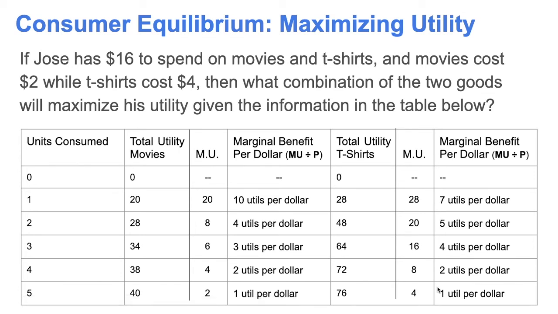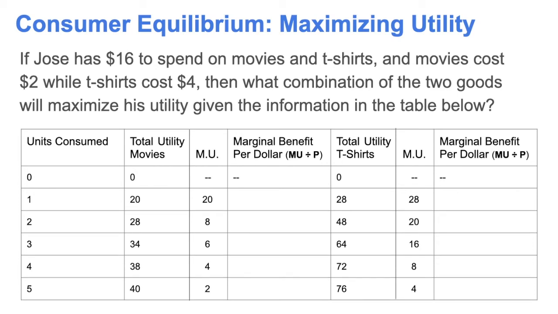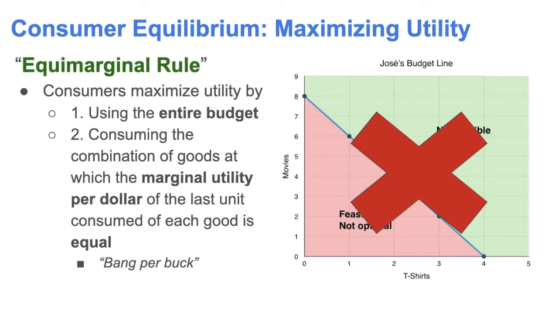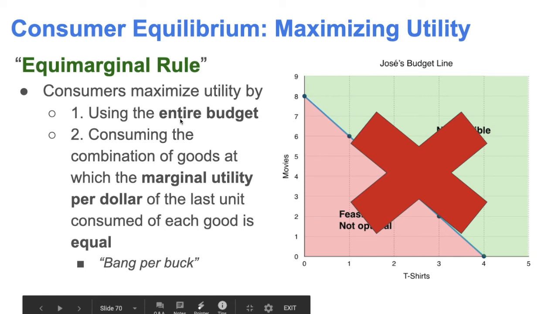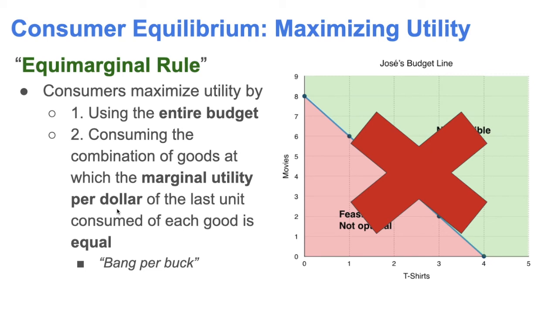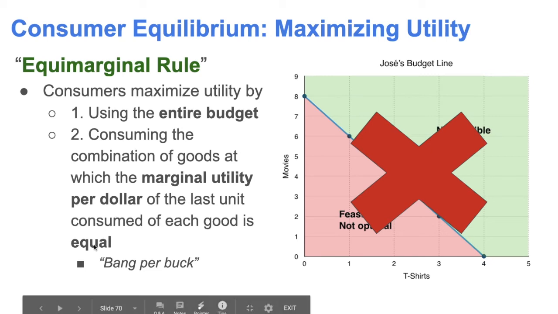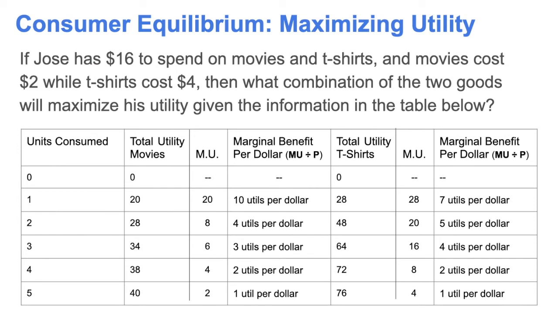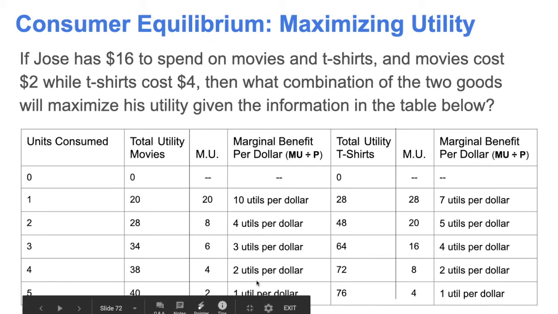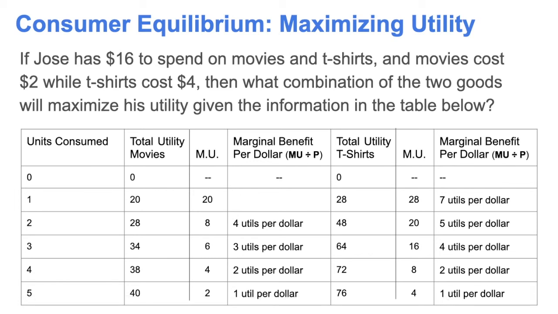Okay, now that we've done this, remember what we saw on the last slide. The equimarginal rule says we have to use the whole budget and we have to find the combination where marginal utility per dollar is equal. We just found a bunch of those points actually. Here's marginal benefit per dollar, marginal utility per dollar. Okay, there's none that match up at 10, but there are 2 4s, there are 2 2s, and there are 2 1s. So we have 3 combination possibilities that this could be.